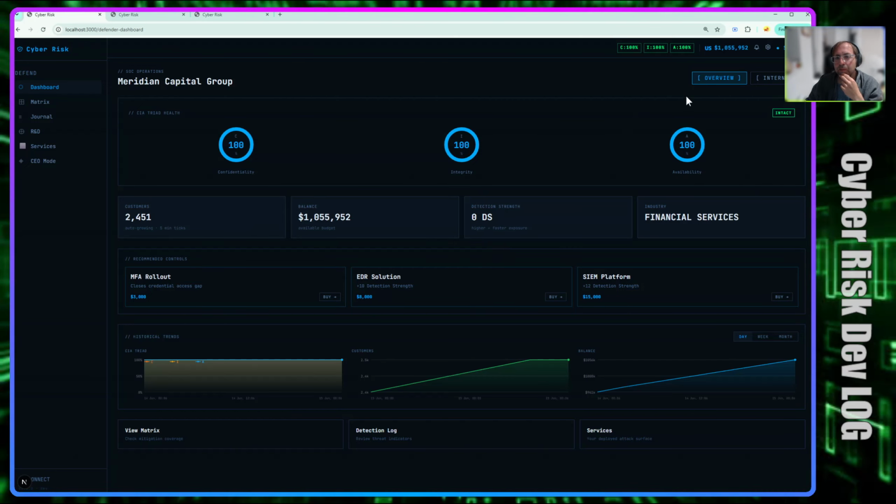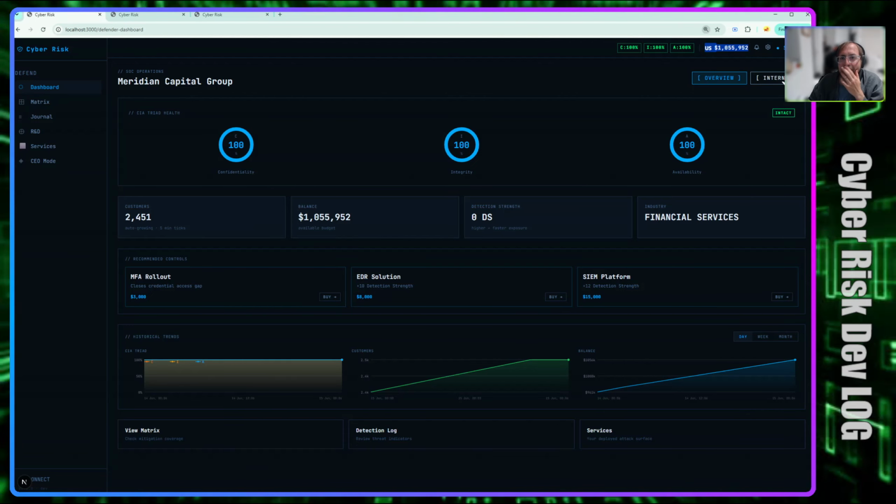Okay, here we go. We have the CIA, which is not CIA, or the FBI, it's the confidentiality, integrity, and availability. When you start with your company as a manager or CISO, they all start at 100%, and you start with this amount of money.